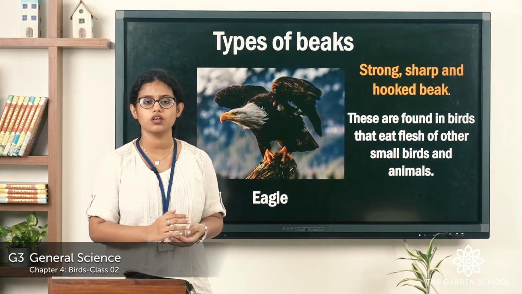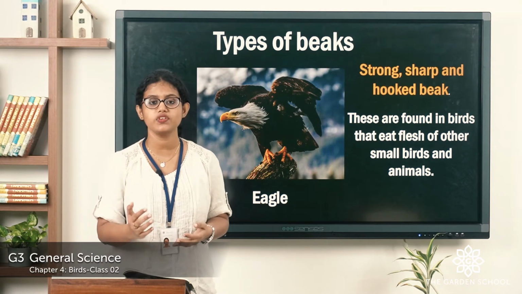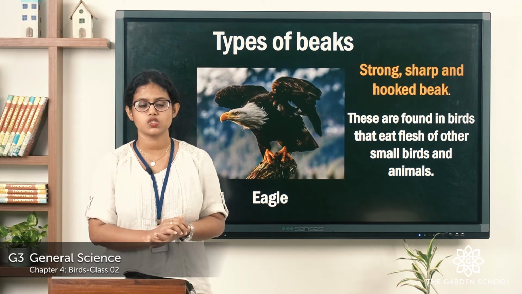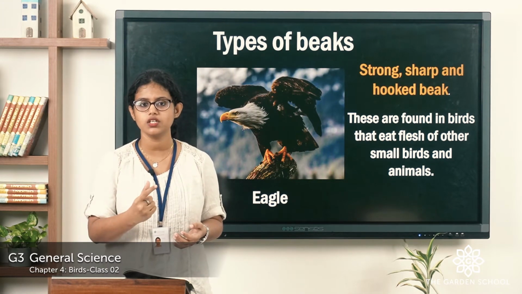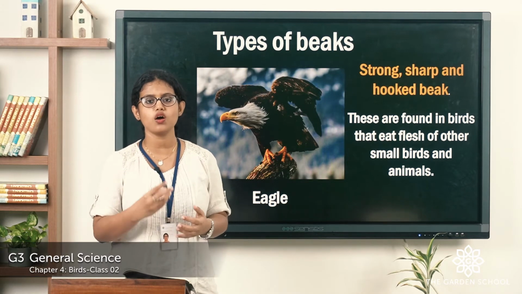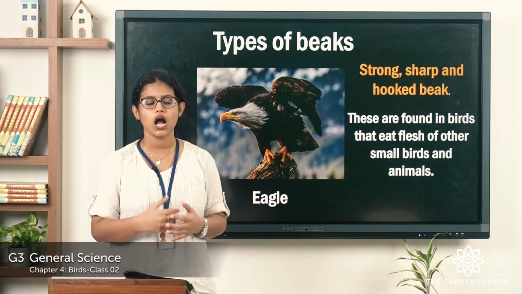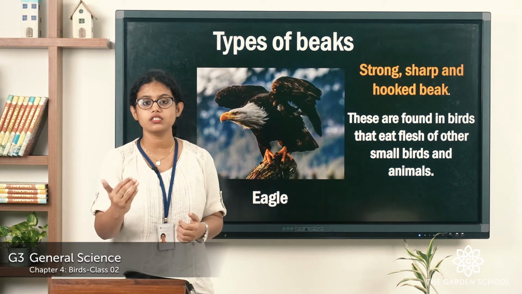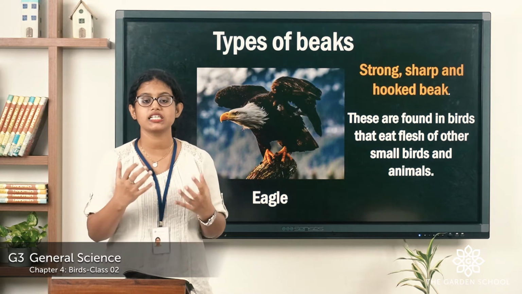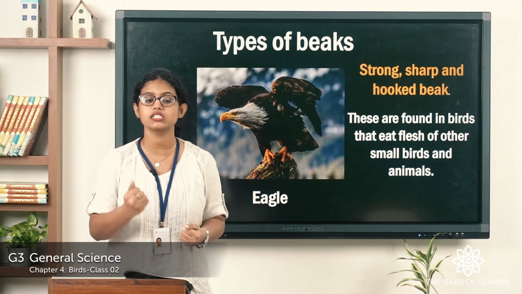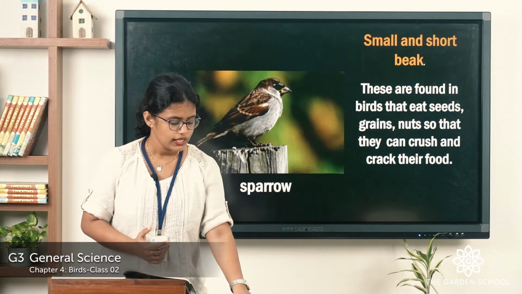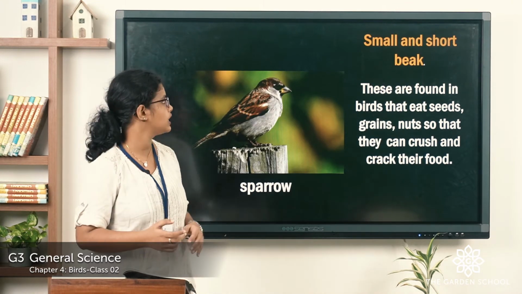So what does this eagle feed on? It feeds on the flesh of birds and animals. So they have this hooked beak in order to catch their prey. So strong, sharp and hooked beaks are for the birds which eat the flesh of small birds and animals. It helps them to catch their prey. So this is the first kind of beak. Let's see the next type of beak.